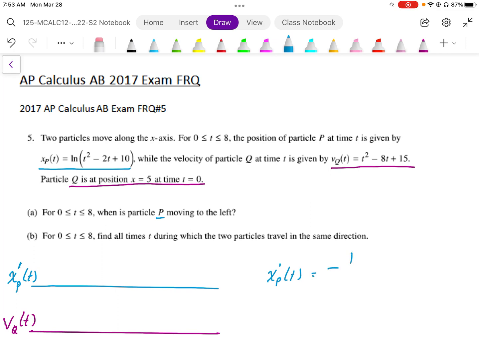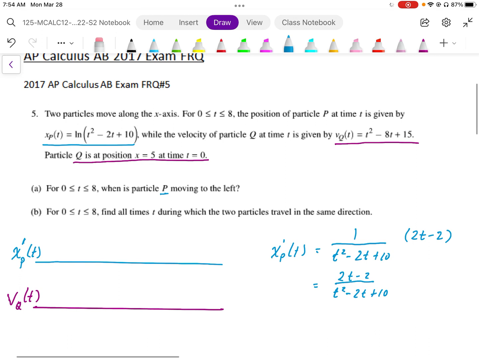Since it's a log function, we're going to get 1 over t squared minus 2t plus 10. And because it's an embedded function, we need to apply the chain rule, so we get 2t minus 2. Now the denominator is non-factorable, so it doesn't really simplify. So I'm just going to write this as 2t minus 2 over t squared minus 2t plus 10.